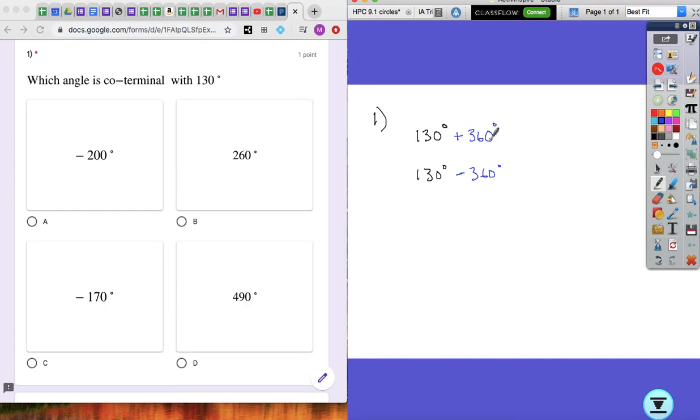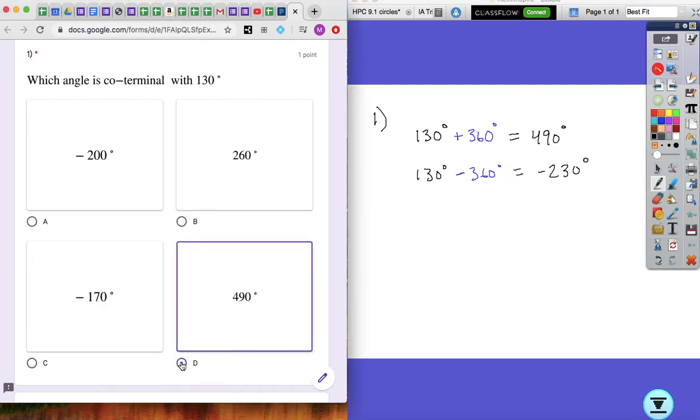Adding 360 is going around the circle one more time, going counterclockwise. And subtracting 360 is going around the circle clockwise one more time. So you can do it as many times as you want. It's just going around and around and around the circle. When we add 360 degrees, we're going to get 490. Or when we subtract 360 degrees, we're going to get negative 230. So looking at these options, 490 looks like the correct option.